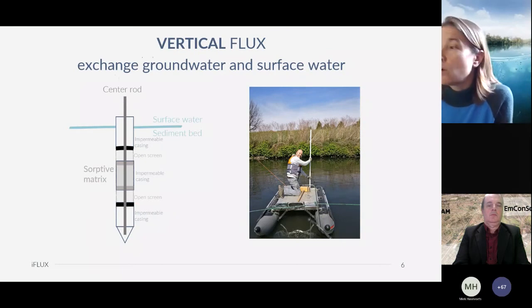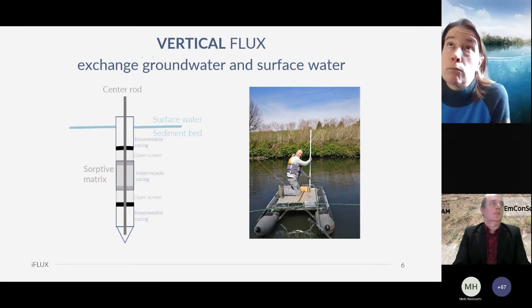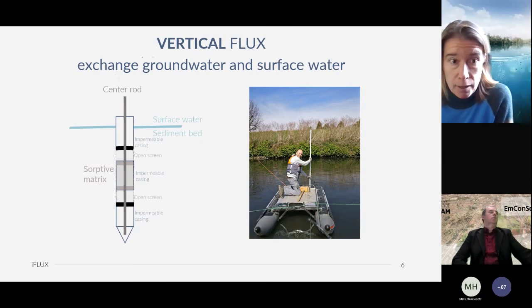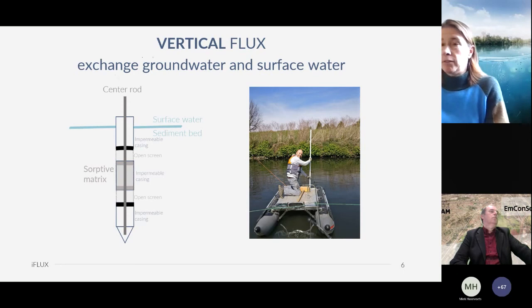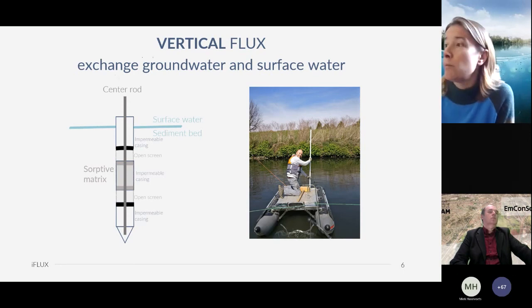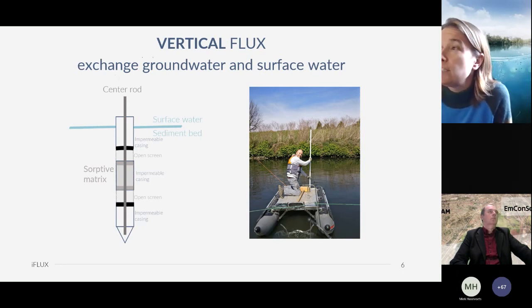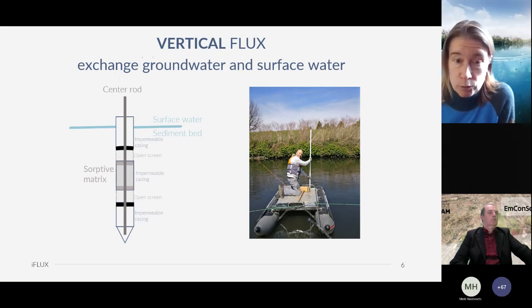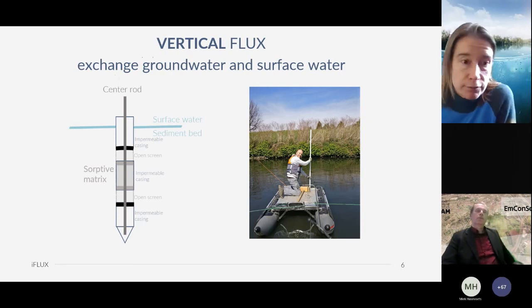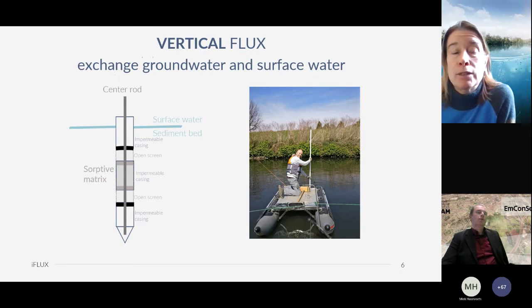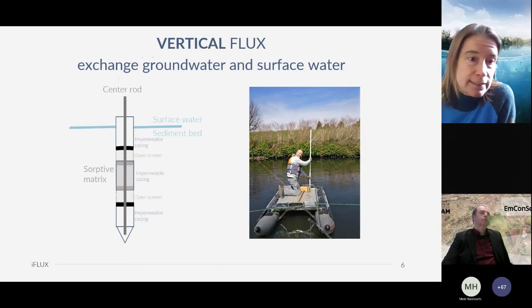So what I showed before were the devices to measure horizontal fluxes, which are the most important, I think, most of the time in the aquifers. But we also noticed that sometimes vertical fluxes can be very important as well, for example, the exchange between groundwater and surface water. Therefore, vertical fluxes can also be measured, and for that we use the sediment bed passive flux meter, which can be installed immediately in the sediment.